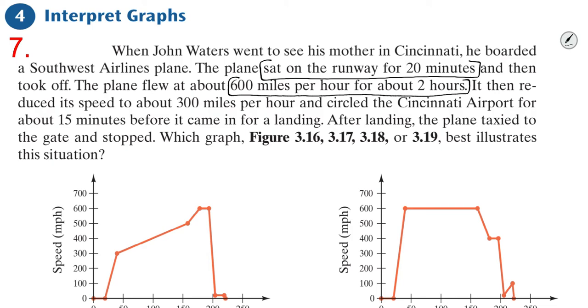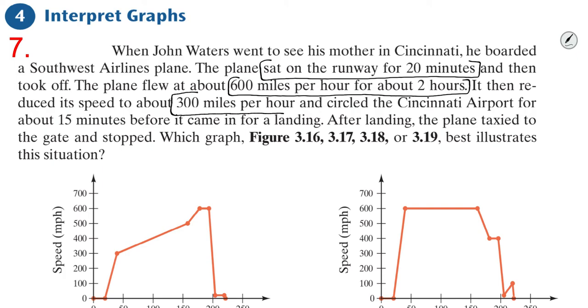So any kind of movement, this is like a distance time graph or a speed time graph, any type of movement of the object will result in movement of the graph. Okay? It then reduced its speed to about 300 miles per hour.